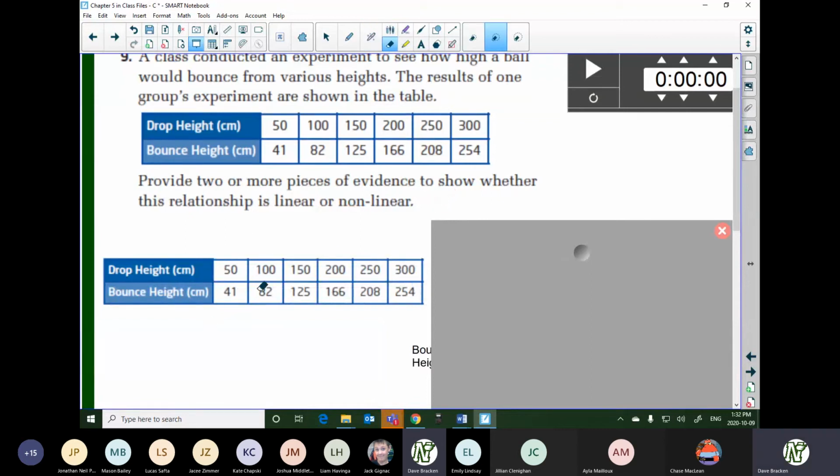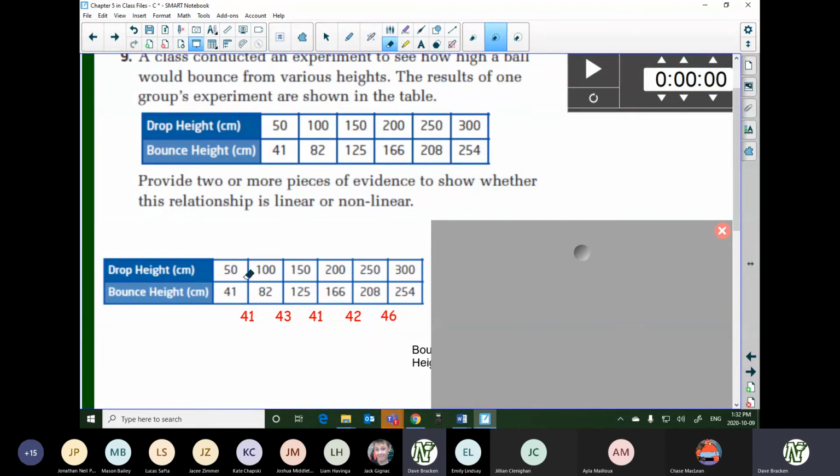And when I did my first differences, 82 take away 41, 125 take away 82, all the way through, I look at this and I say, hey, these numbers are not the same. This is not linear. But I would argue that it is. I would say this is linear. Do you see how these numbers are close? 41, 43, 41, 42, 46.